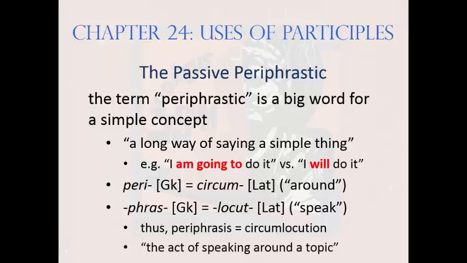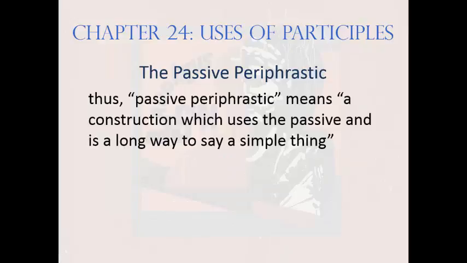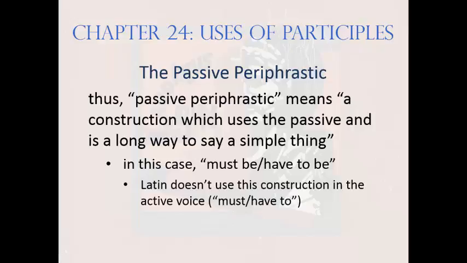The act of speaking around a topic, that is, not addressing a subject directly, usually for some underhanded reason. But with the passive periphrastic, there's nothing underhanded at hand. Just a construction that takes more words than necessary to say a simple thing, and uses the passive. In this case, with the meaning must be or have to be. The upshot is that Latin can't say must or have to, the active forms, at least not using this construction. The Romans had to use the passive voice if they wanted to say must this way.